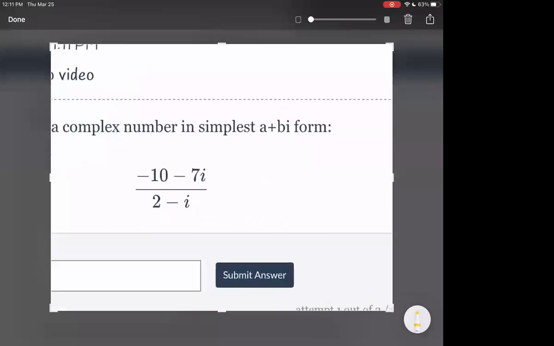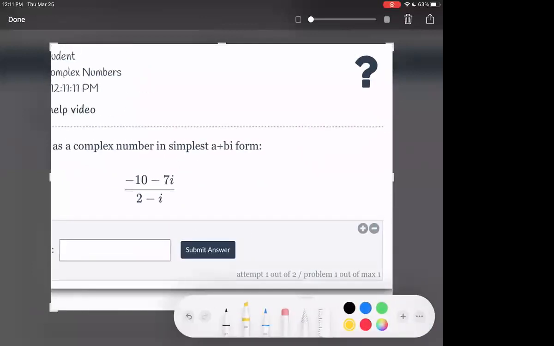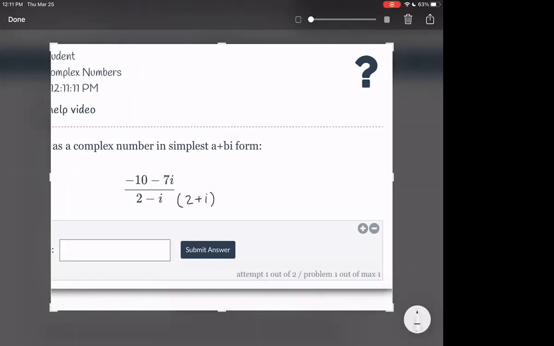Okay, so we have negative 10 minus 7i over 2 minus i. So we want to multiply by the conjugate of the bottom, so 2 plus i, on the top and bottom. Then we can do our foiling. The F in FOIL stands for first. Let's do the top.